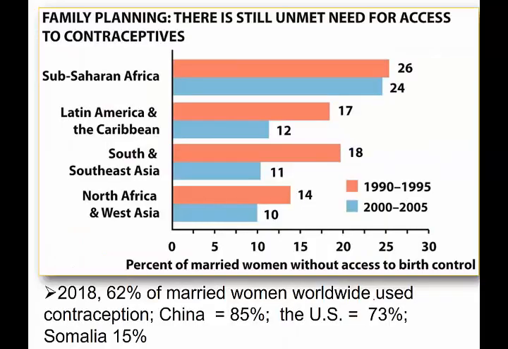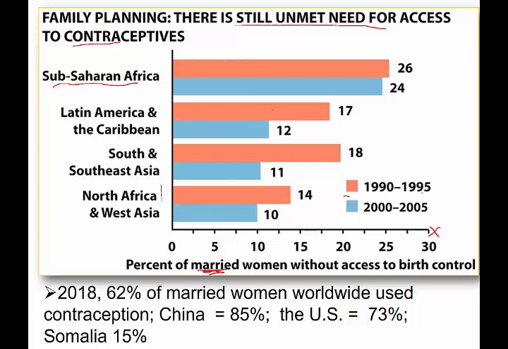So if you are convinced, okay, but there is still a very large unmet need for access to contraceptives. If we take a look at this graph, you can see on the x-axis the percent of married women without access to birth control, and the y-axis are different regions throughout the world. The orange is from 1990 to 1995, and the blue is from 2000 to 2005. By far, it's clear who has the greatest need for access to contraception, and it is sub-Saharan Africa. And this is where the population is rapidly increasing.